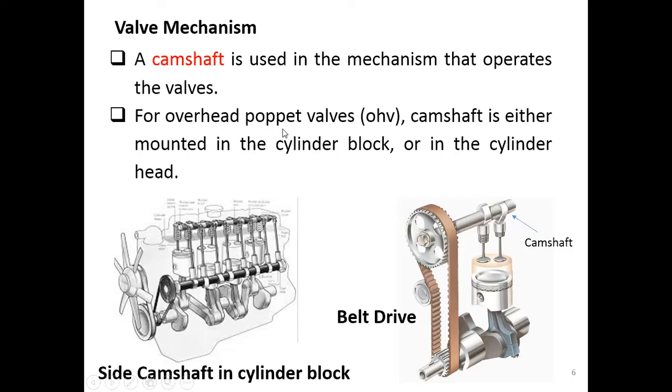So for the overhead poppet valve, the camshaft can be either mounted in the cylinder block, so like this, not on the cylinder head, or in the cylinder head like this. Both of these are called overhead poppet valve because the valve is on the top here, no matter whether the camshaft is on the side or on the top. If it's on the side, it's mounted in the cylinder block, not on the cylinder head. And this is mounted in the cylinder head.